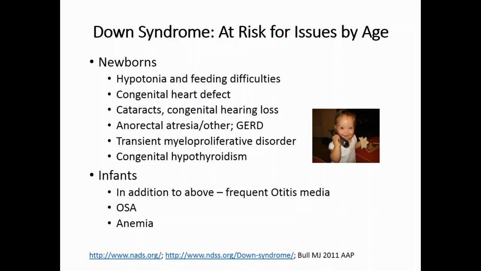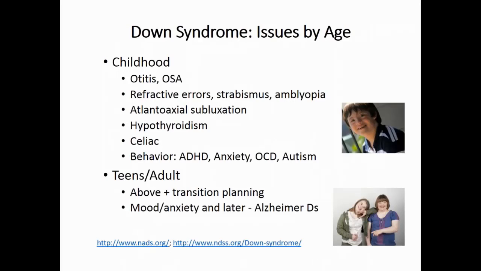As infants, these conditions are still screened for by pediatricians and family doctors, and in addition, otitis is very common due to smaller ear structures. Anemia is also more prevalent than with other infants. Counseling early on about the risks for obstructive sleep apnea helps parents to recognize signs and the team to intervene earlier. In addition to ongoing risks for otitis and obstructive sleep apnea, children are followed by ophthalmology for intervention for refractive errors and strabismus in efforts to help prevent amblyopia.